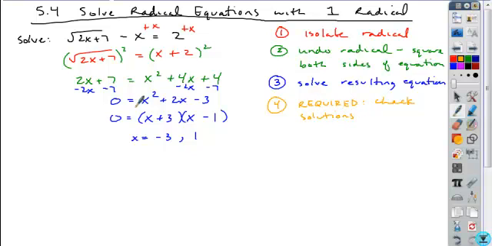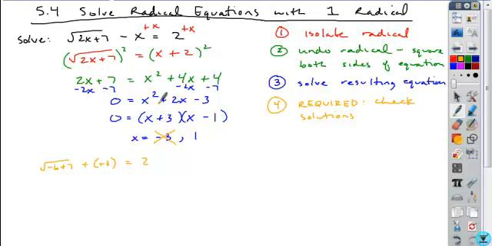When we plug this back in and test our negative 3, we get the square root of 2 times negative 3, which is negative 6, plus 7, equal to 2 minus a negative 3. What do we see happens here? Is 1 plus 3 equal to 2? No. So this is an extraneous solution. Negative 3 does not work based on the restrictions of the original problem.